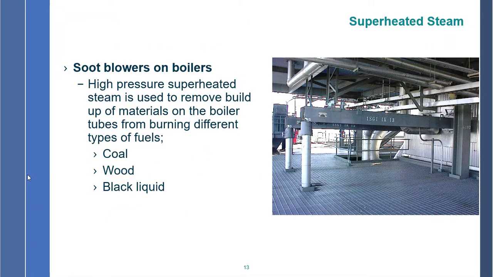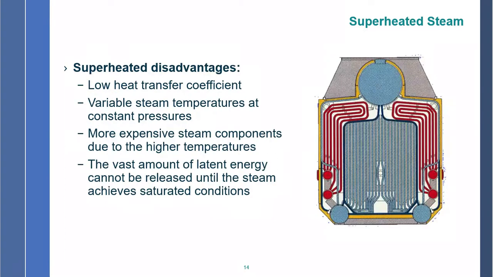So one of the things that we use superheated steam for besides turbines is soot blowers for the boilers. A soot blower system is a tube here that injects steam inside the boiler between the two banks and blows soot off of the boilers. Quite commonly used on boilers that burn coal, wood, or black liquor, or some off-fuel, where we have to get rid of the soot buildup under the tubes. So that's another application where we use superheated steam.